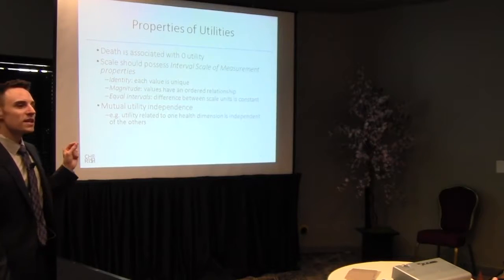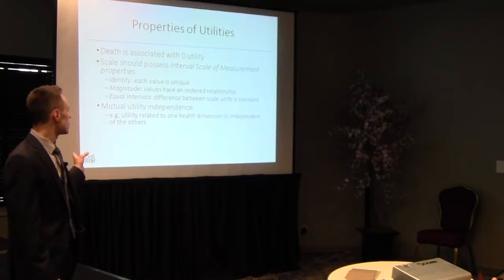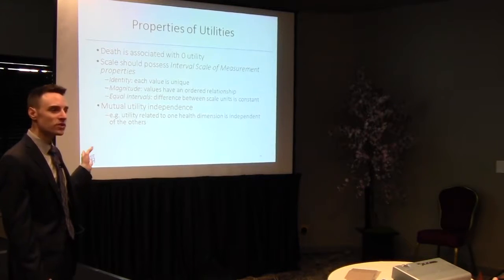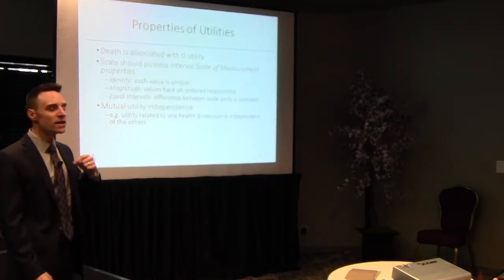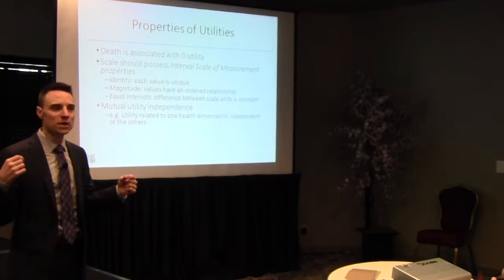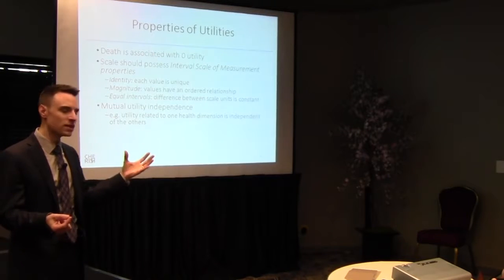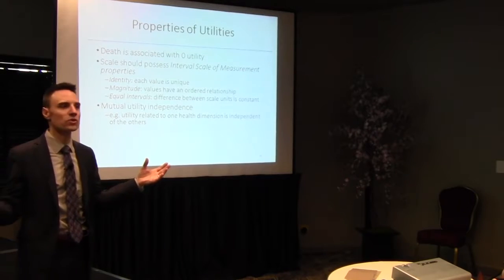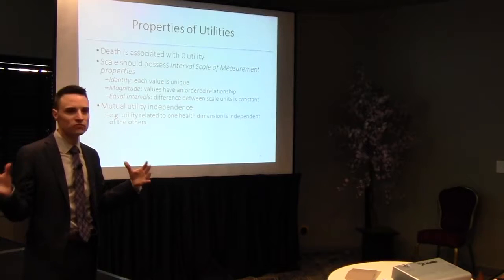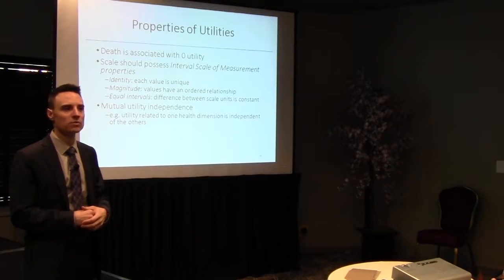The other thing is that they should exhibit mutual utility independence. So, for example, when we're talking about health dimensions, how I rate how I'm feeling about one should be independent of how I'm feeling about the other, right? So the score that I give anxiety/depression should be different than the score that I give my physical health or whatever other dimension we're talking about.